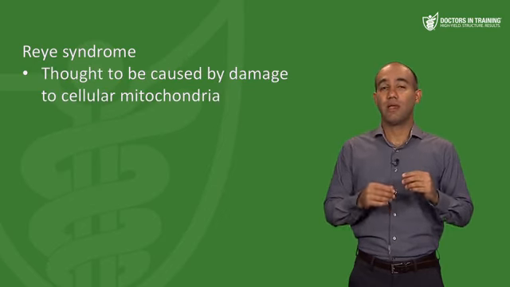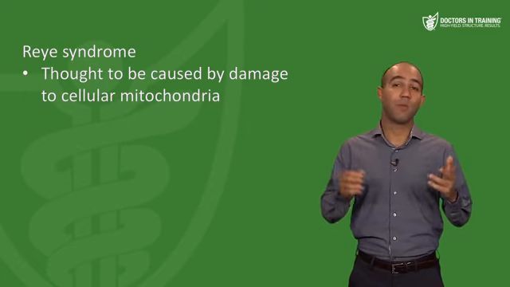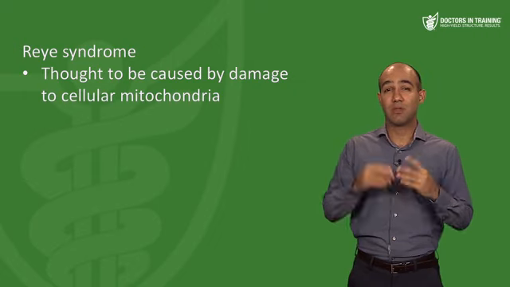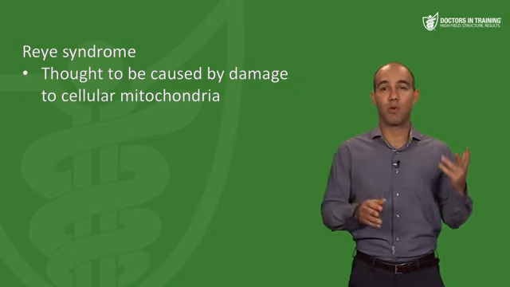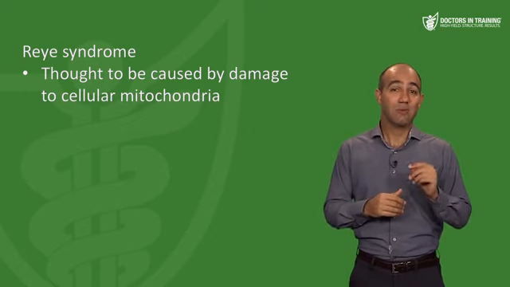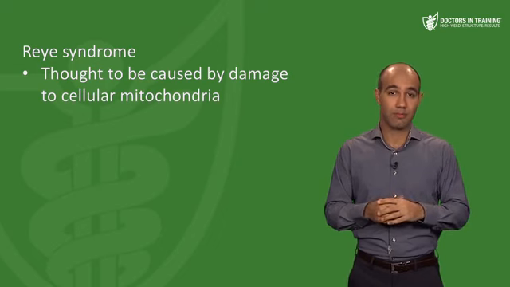Reye syndrome is thought to be caused from damage to cellular mitochondria, although the pathophysiology, as I said before, is unknown. The aspirin metabolites are thought to decrease beta oxidation by reversible inhibition of mitochondrial enzymes. And again, aspirin is not recommended for children for this specific reason.